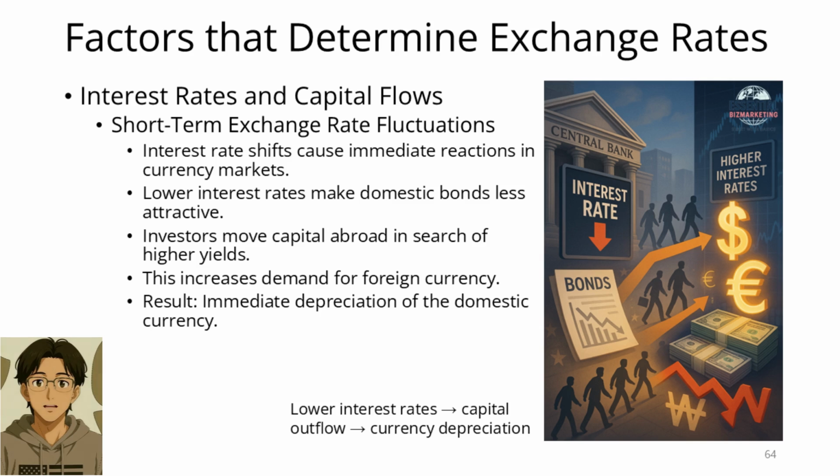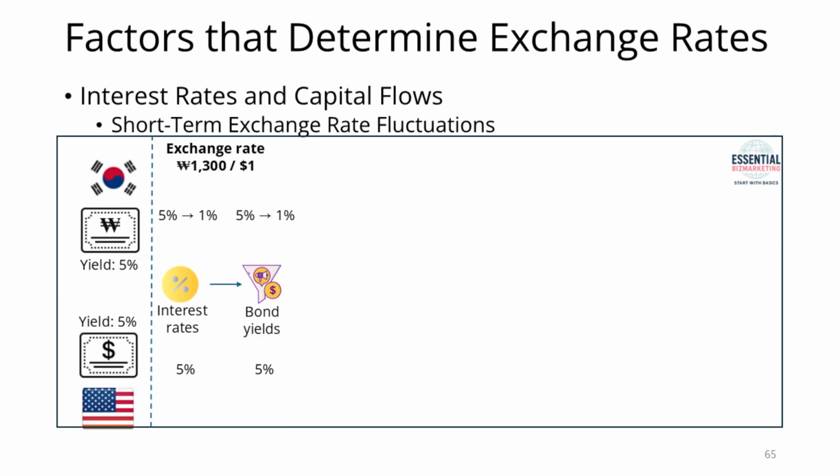When a country lowers interest rates, its bonds become less attractive to investors. This prompts capital outflows in search of higher yields abroad, increasing foreign currency demand and causing the domestic currency to depreciate. Let's compare how interest rates move in each country. Korea lowers its policy rate from 5% to 1%, sharply reducing domestic bond yields. Meanwhile, U.S. rates remain unchanged at 5%, keeping American bonds attractive to investors.